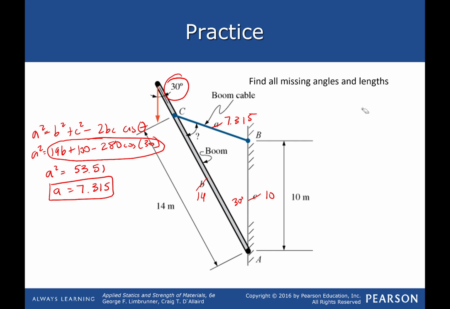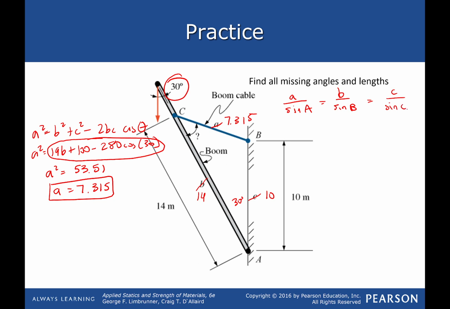Now, I could continue if I wanted to use law of cosines to solve for all the rest of the angles, but instead I'm going to use law of sines. Why? Because I like law of sines better. So let's just write the equation: a over sine of a is equal to b over sine of b, and I'll go ahead and do the rest of them too, c over sine of c.